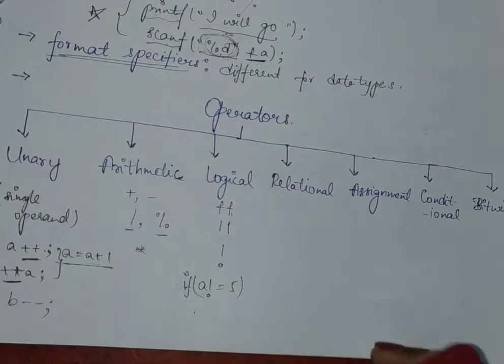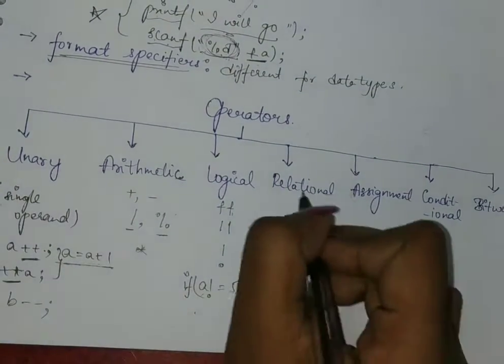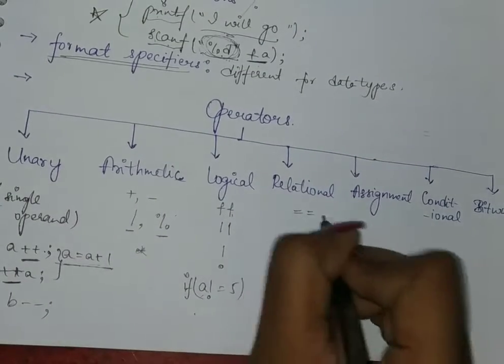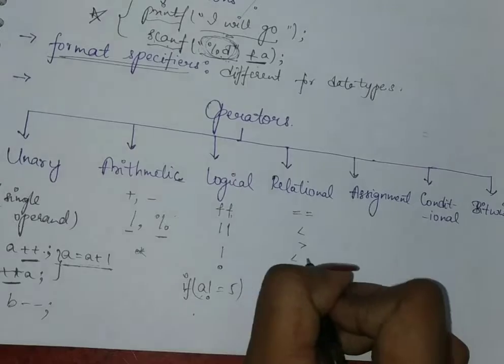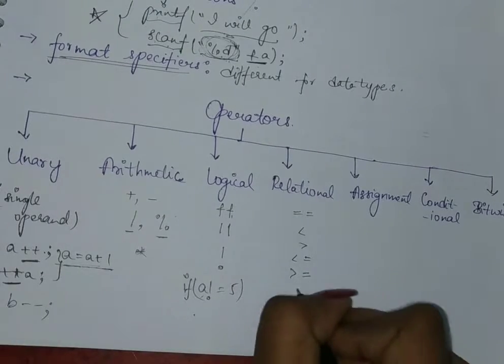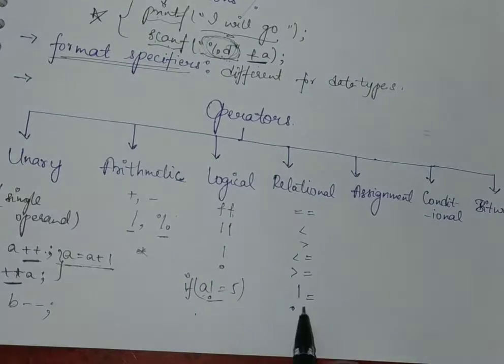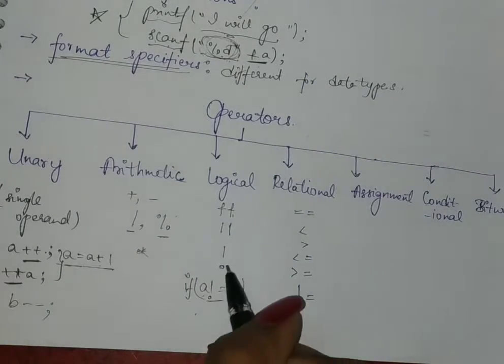Then you have the relational operators. The relational operators are used to compare or relate two values. They can be equal to, less than, greater than, less than or equal to, greater than or equal to, and then there is not equal to.